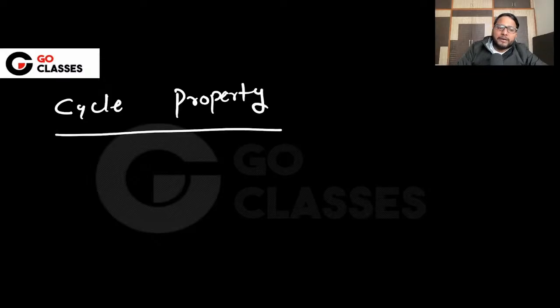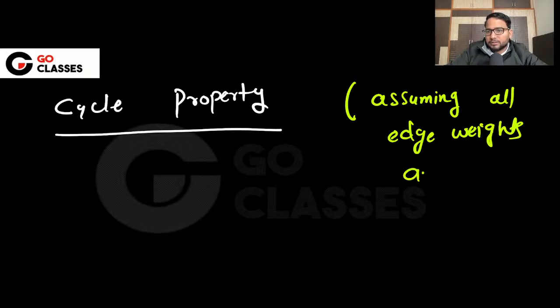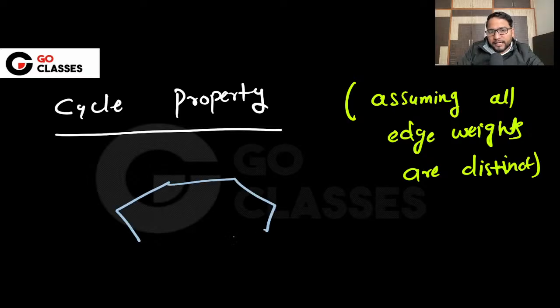Let me tell you what the cycle property is. I'm assuming all edge weights are distinct. So what does the cycle property say? It is a very nice property. It says that, let's suppose you have a cycle in a graph.